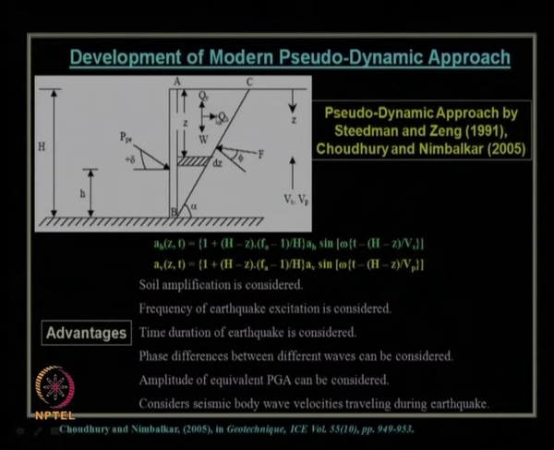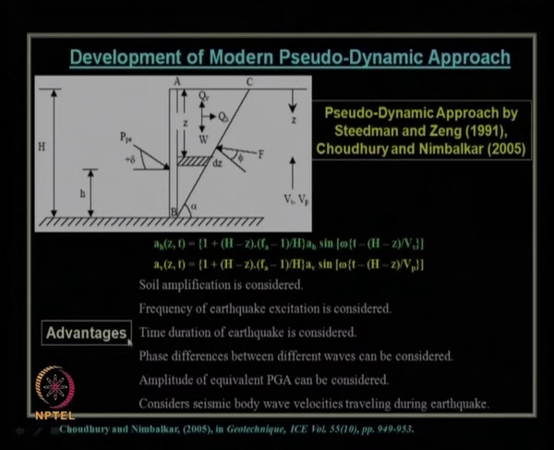In the pseudostatic method, how did we estimate this QH and QV? QH is the horizontal seismic inertia force, that is kH times W, where kH is the coefficient of seismic acceleration, and QV, the vertical seismic inertia force, was estimated as kV times W, where kV is the vertical seismic acceleration coefficient. But now we are proposing this pseudo dynamic approach, which takes care of all these dynamic effects.